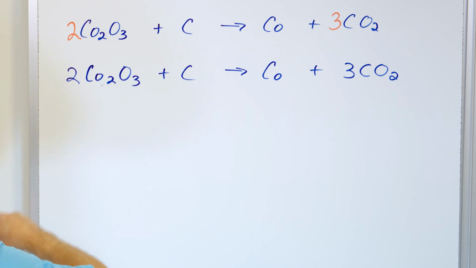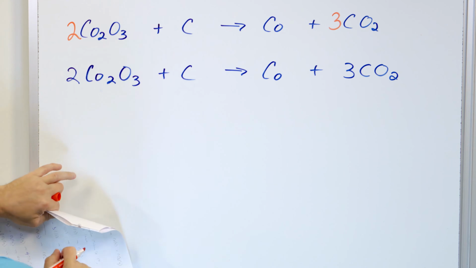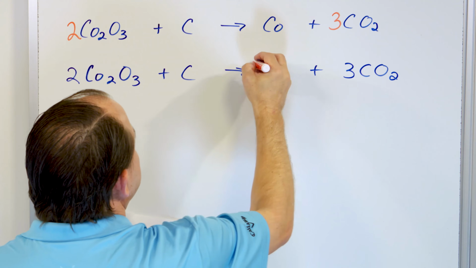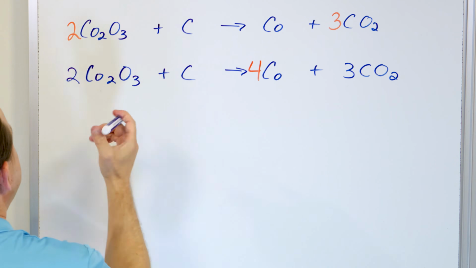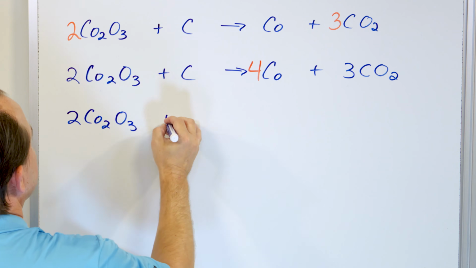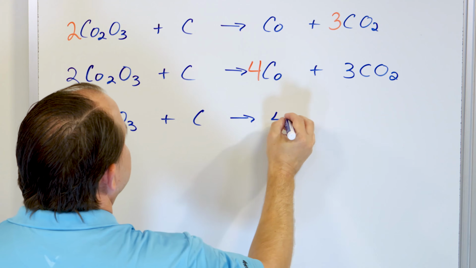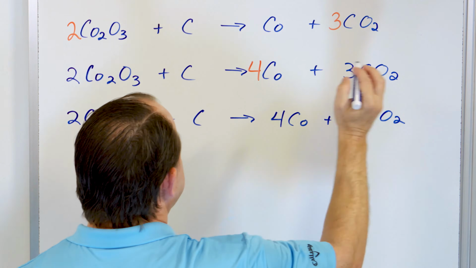So notice what we have here. We have 4 cobalts. We're done with the more complicated element, so we have 4 cobalts, so I'll just put a 4 here to try to balance that. Now let's rewrite what we have. We have 2CO2O3 plus carbon yields 4 cobalt plus 3CO2. So let's go back from the top.